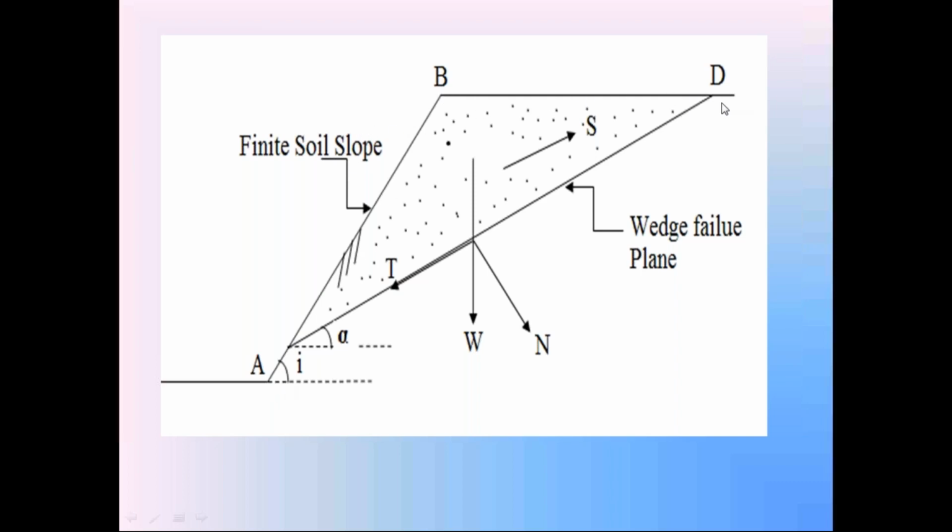Once this plan is prepared on the graph sheet, first take one failure surface, one wedge failure surface like AD. So we consider one arbitrary failure surface AD, this is not accurate. Now we are going to discuss what is the factor of safety of this soil slope about this failure surface AD.